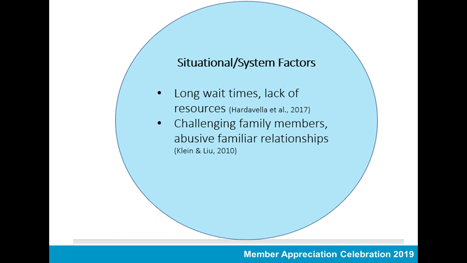Lastly, the third contributing factor is situational or system factors. These include flaws in medical care or insurances, long wait times, a lack of resources, and interactions with the patient's family members. You and your patient may get along just fine, but if their family is abusive or overbearing, it can cause hindrances to therapy.